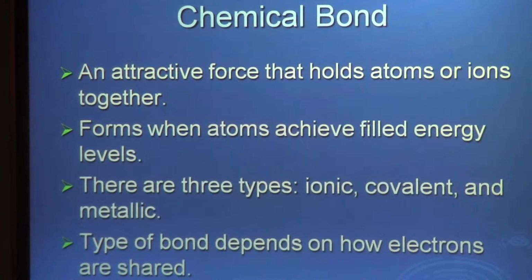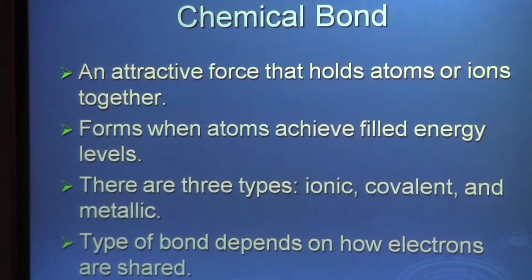And we're going to learn about the three different types of bonds. Today, again, we're focusing on ionic. Later on, we'll take a look at the covalent bonds. And then we'll also get into the metallic bonds a little bit. The type of bond is going to depend on how your electrons are going to be combined together.